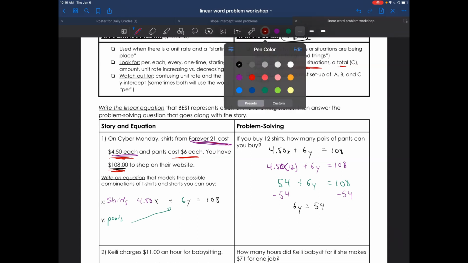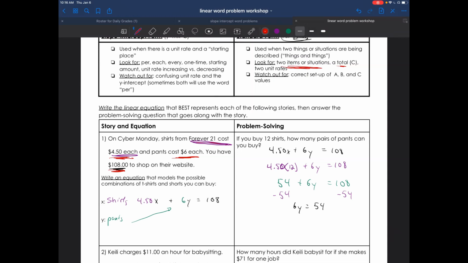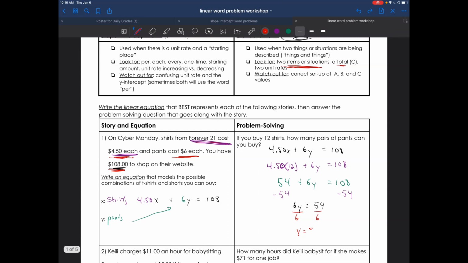And then the last thing I'm going to do is, I have 6 times y, so I'm going to divide to do reverse operations. I'm going to be left with y equals 9. 9 times 6 is 54. 54 divided by 6 is 9. So that is my solution, okay? So how many pairs of pants can I buy? I can buy 9 pairs of pants. All right, so there is my answer.